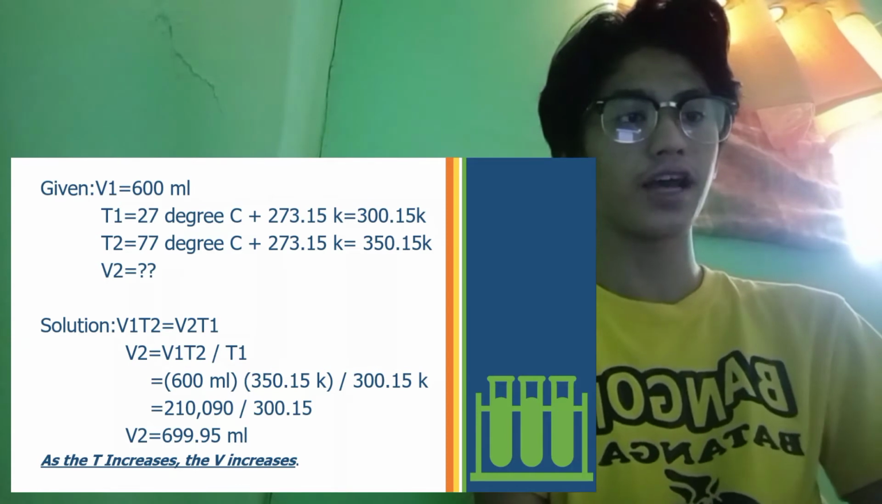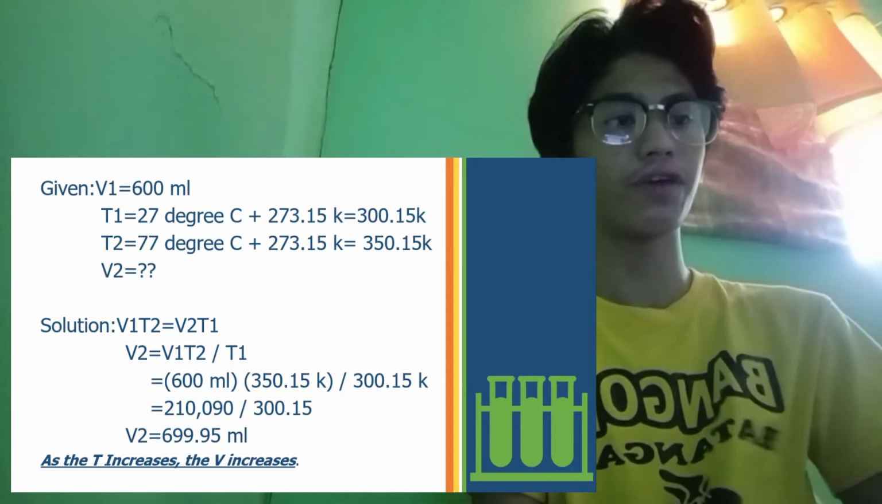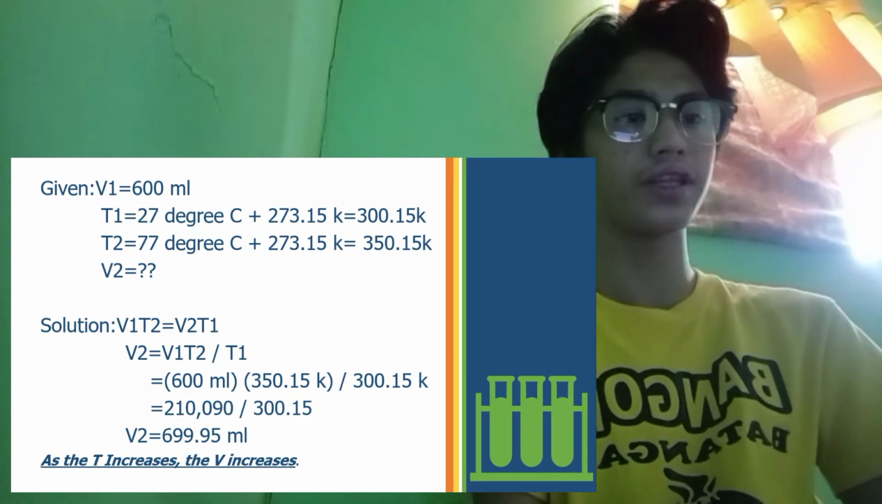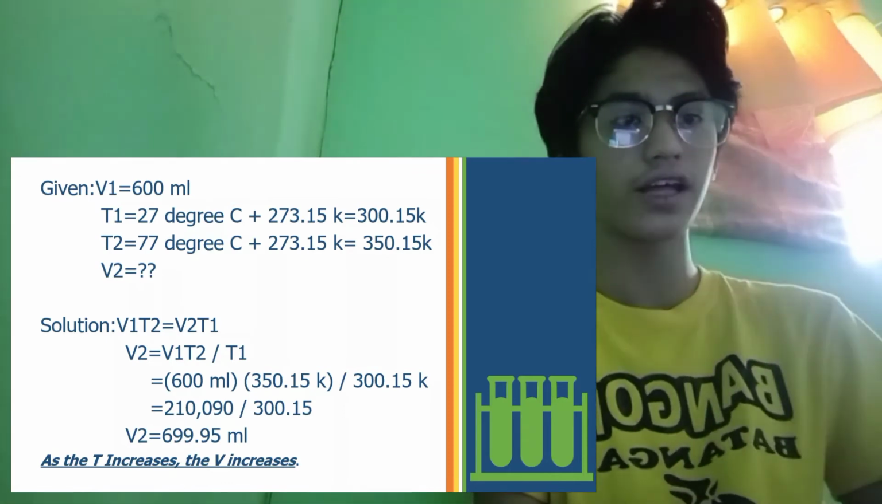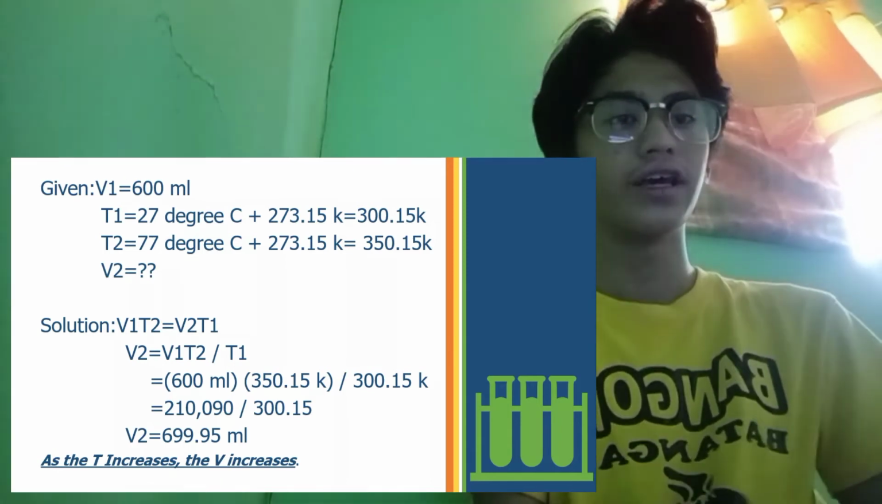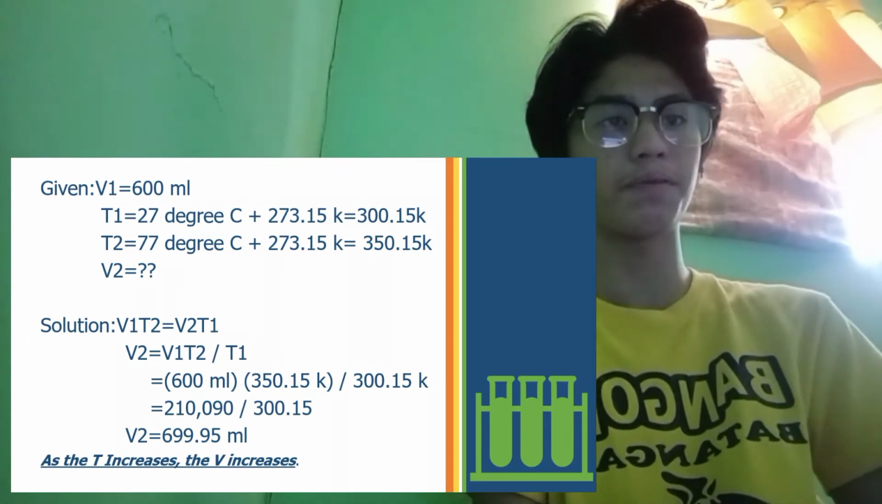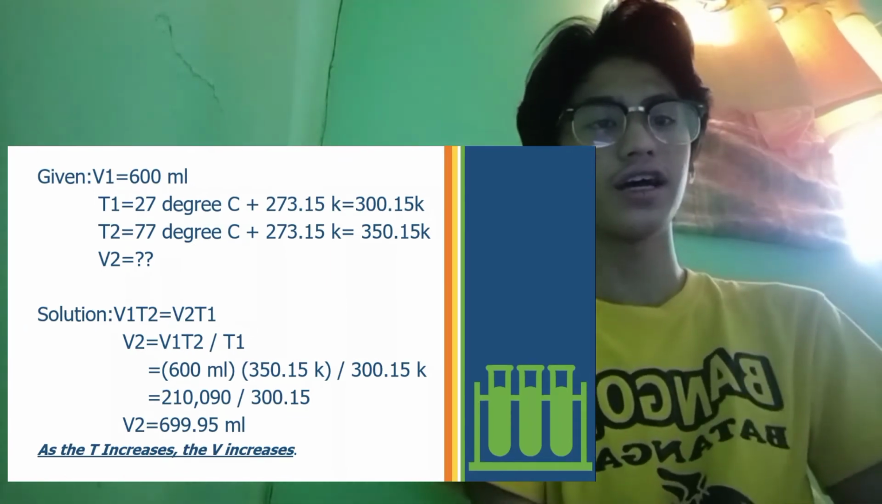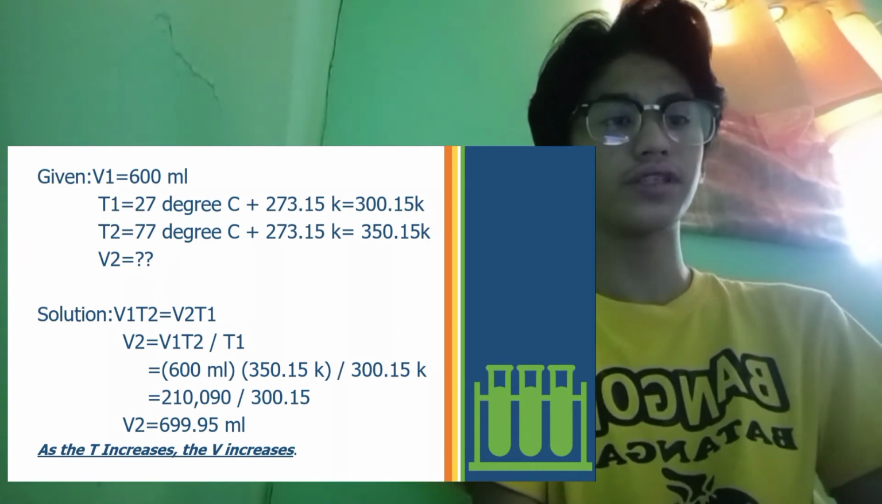600 ml times 350.15 K divided by 300.15 K is equal to 210,090 divided by 300.15. V2 is equal to 699.95 ml. As the temperature increases, the volume increases.